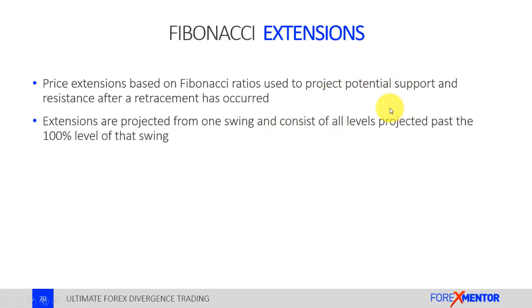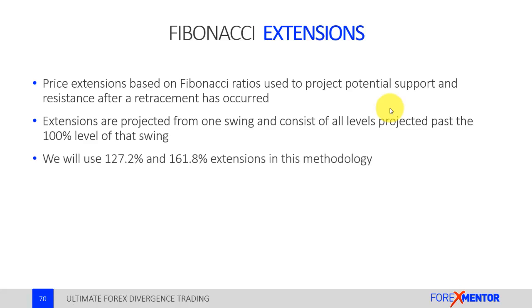All right, we're going to use the 127.2% and the 161.8% extensions in this methodology, and we're basically going to use these for trade targets for our very objective divergence setup that we're going to teach you a little bit later. Okay, so let's go ahead and have a look at a price chart and how these work.